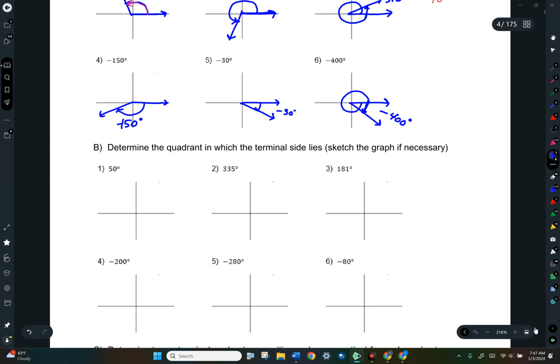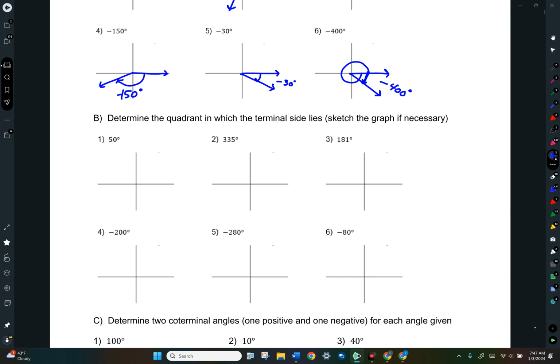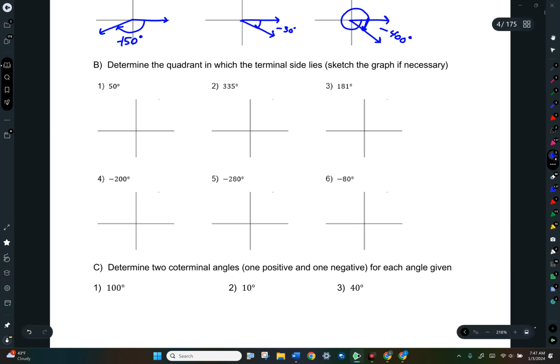Okay, so letter B. Determine the quadrant in which the terminal side lies. Sketch the graph if necessary. Well, again, keep in mind what we said a minute ago. Every quadrant has 90 degrees. So you really don't have to draw it to know which quadrant it lands in.